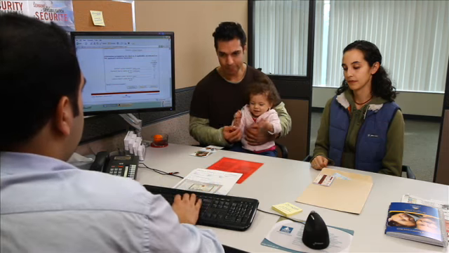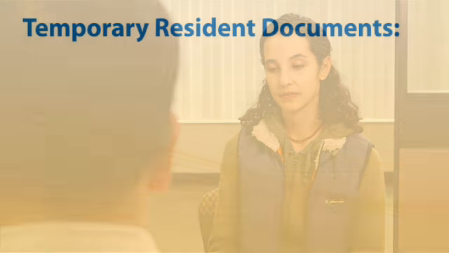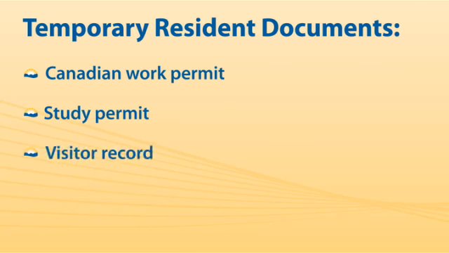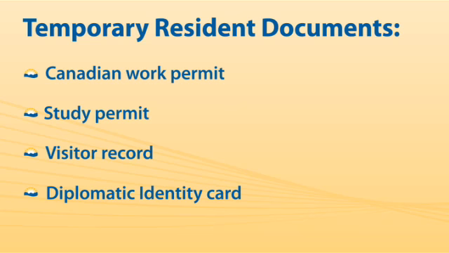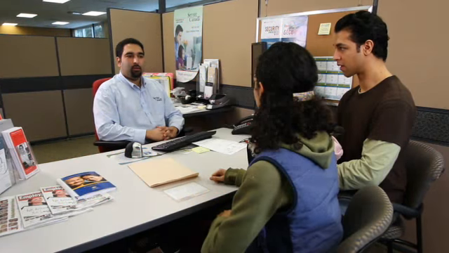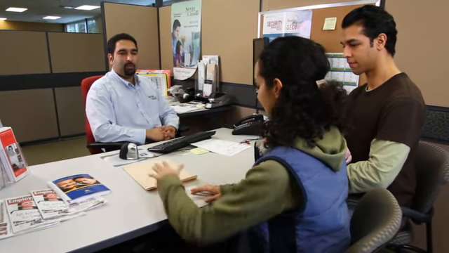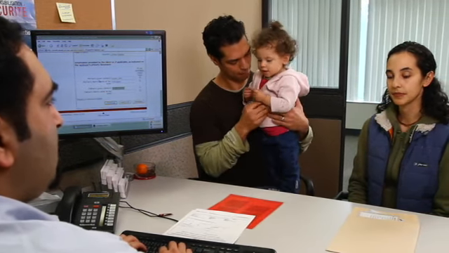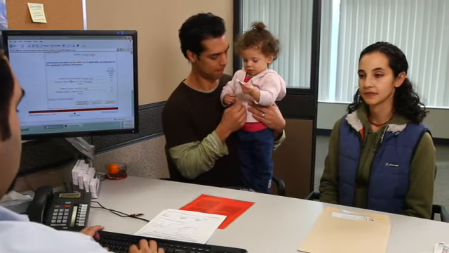If you are a temporary resident and authorized to work in Canada, you need to apply for a S.I.N. Your documentation to support this includes Canadian work permit, study permit, visitor record, or a diplomatic identity card. If your documents have a different name than the one you are now using, you must supply supporting documents, such as a certificate of marriage or legal change of name. Documents must be originals in English or French.